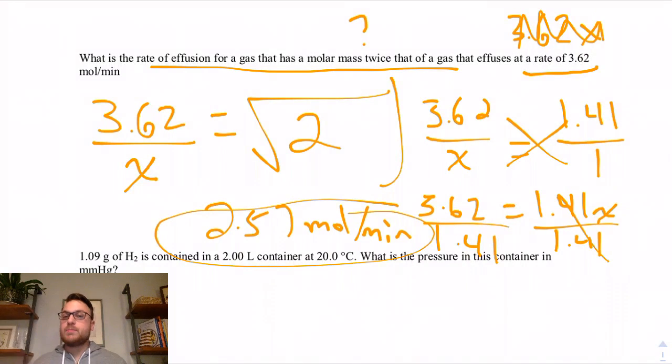And now here comes the last part of our test strategy, our problem-solving strategy in general. You've got to ask yourself, does this answer make sense? Did I get an answer that predictably makes sense? I would say yes, because if the rate of the lighter gas is 3.62, the rate of the heavier gas has to be smaller than 3.62. That's common sense, but we also talked about it in class. Heavier gases move slower. Lighter gases move faster.